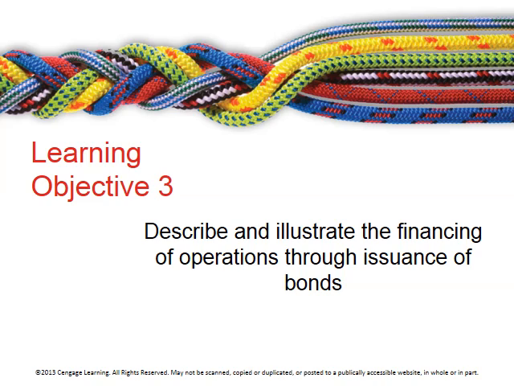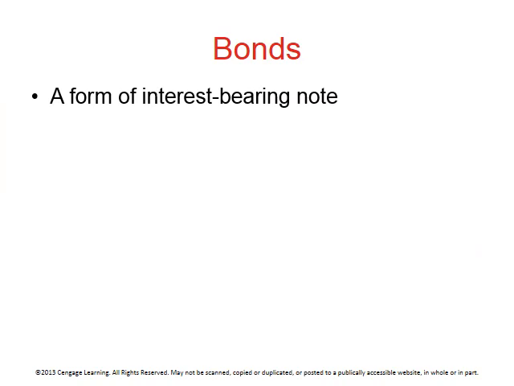Alright, so now let's look at the financing operations through issuing. What is a bond? It's an interest-bearing note. So if I buy a company bond, I'm going to get paid back for the value of the bond, and I'm also going to get interest for giving the company my money when I bought the bond.